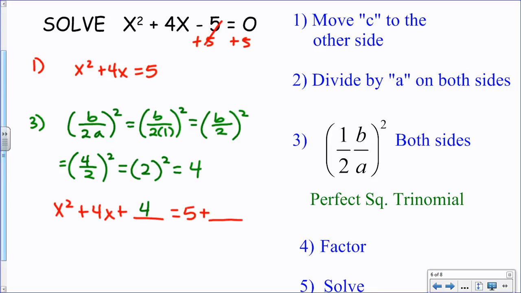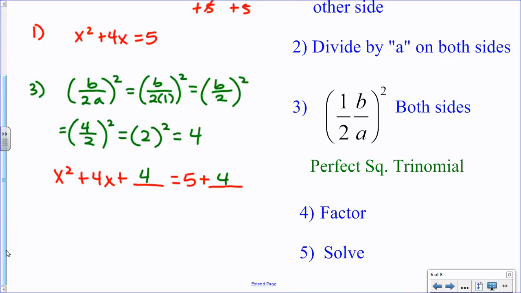I want to complete the square here because this is where I'm trying to get a perfect square trinomial. But if I add 4 to the left, I have to add 4 to the right to keep this balanced. So I use this special formula to complete the square here. And this is how this works.